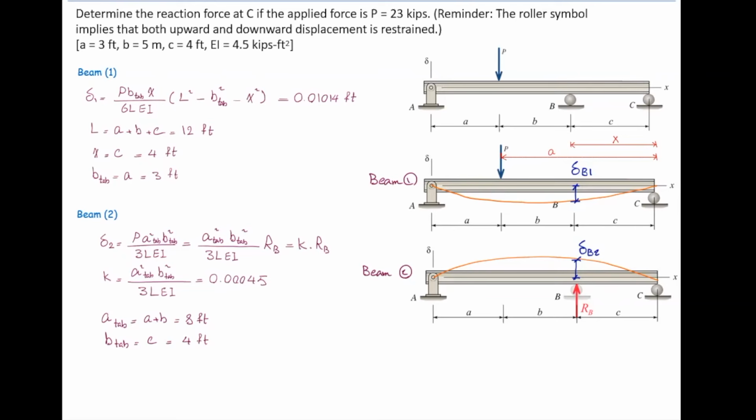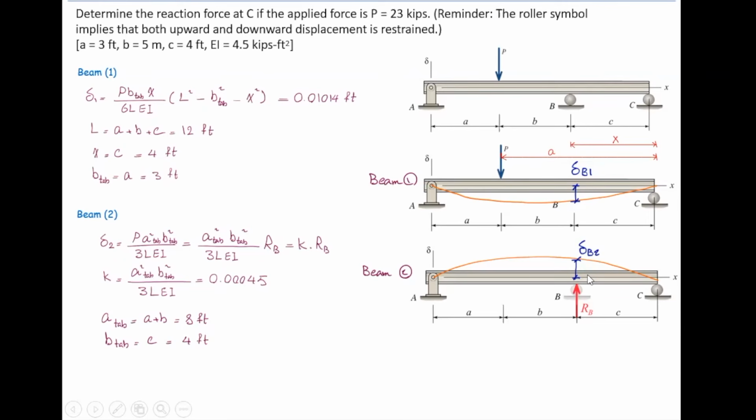The beam is not moving, it is restrained. So the sum of the deformations in these two cases should be equal to 0. Depending on the direction of the forces shown here, the deflection of the beam is going to be downward because of the external force P, and it is going to be upward because of this reaction force.